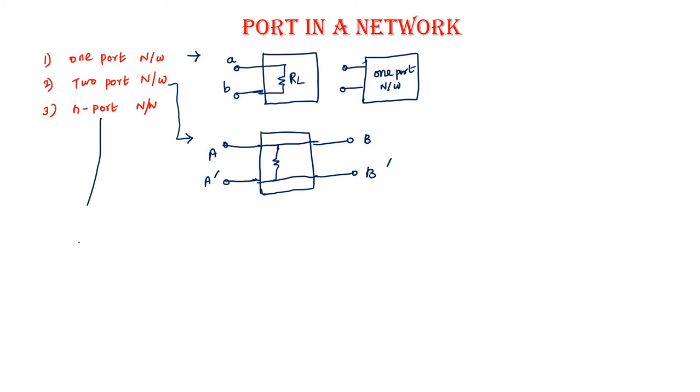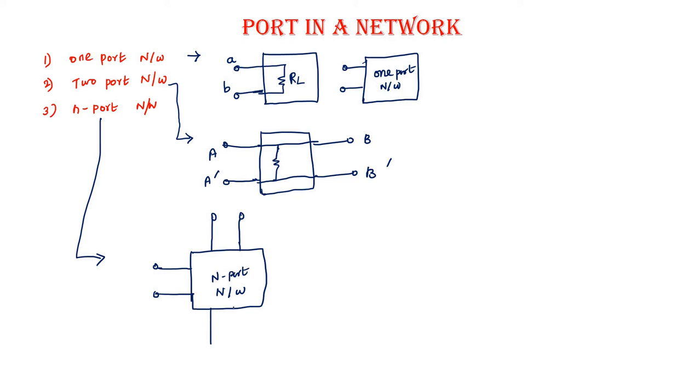And next I am going to explain the N-port network. So what is N-port network? Here in an N-port network, any network can be represented by a rectangular box. Here we are having N terminals. So this is the N-port network. An N-port network consists of N pairs of terminals. So it is called N-port network.